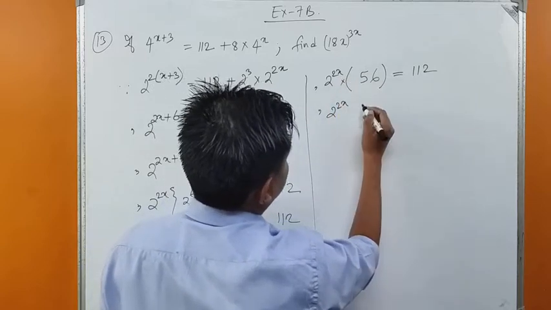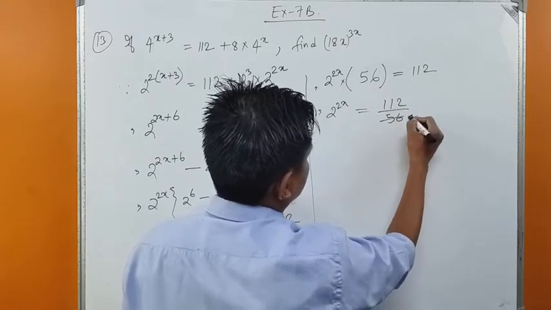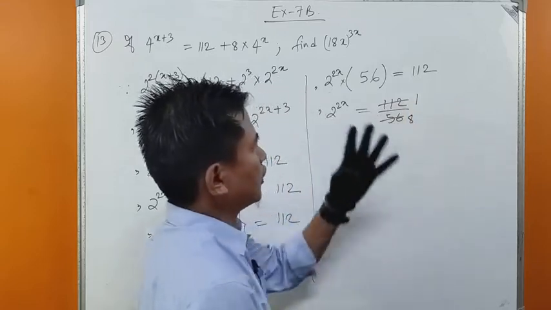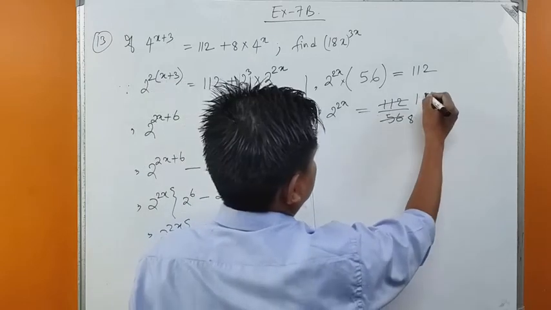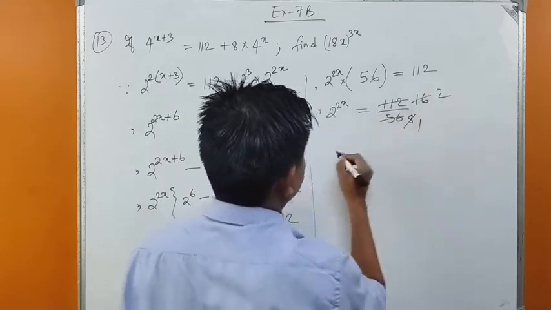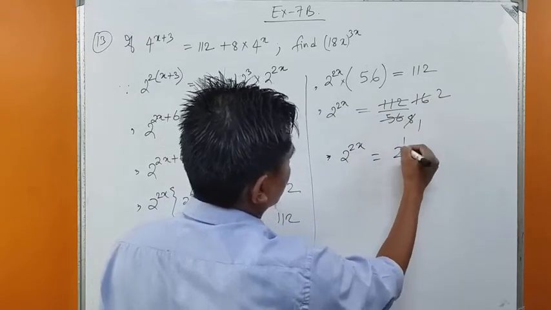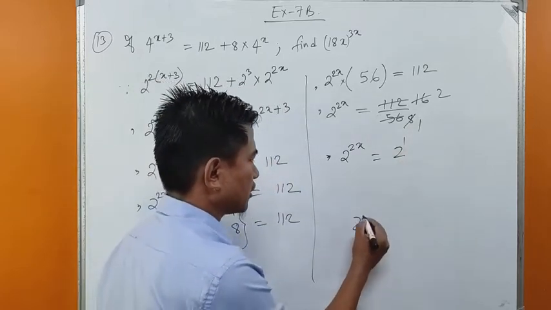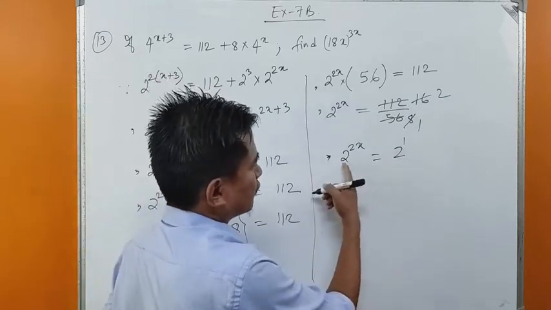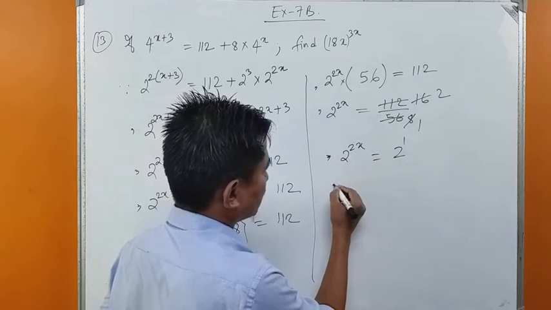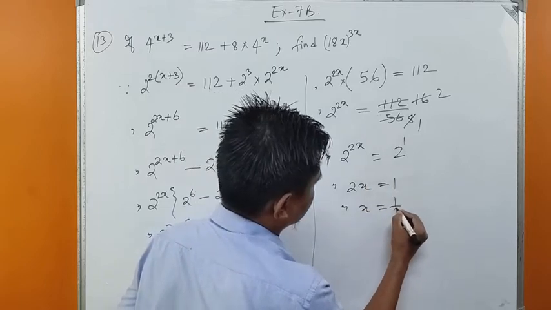So this number goes to the denominator by cross multiplication. 112 by 56. Now 7 8s are 56, 7 6s are 42, 8 1s are 8, 8 2s are 16, so 2 to the power 2x equals 2. 2 means 2 to the power 1, because when we write 2, we should understand the power of this number is 1, isn't it? The bases are equal, 2 and 2, that means the powers should be equal, or you can write 2x equals 1.